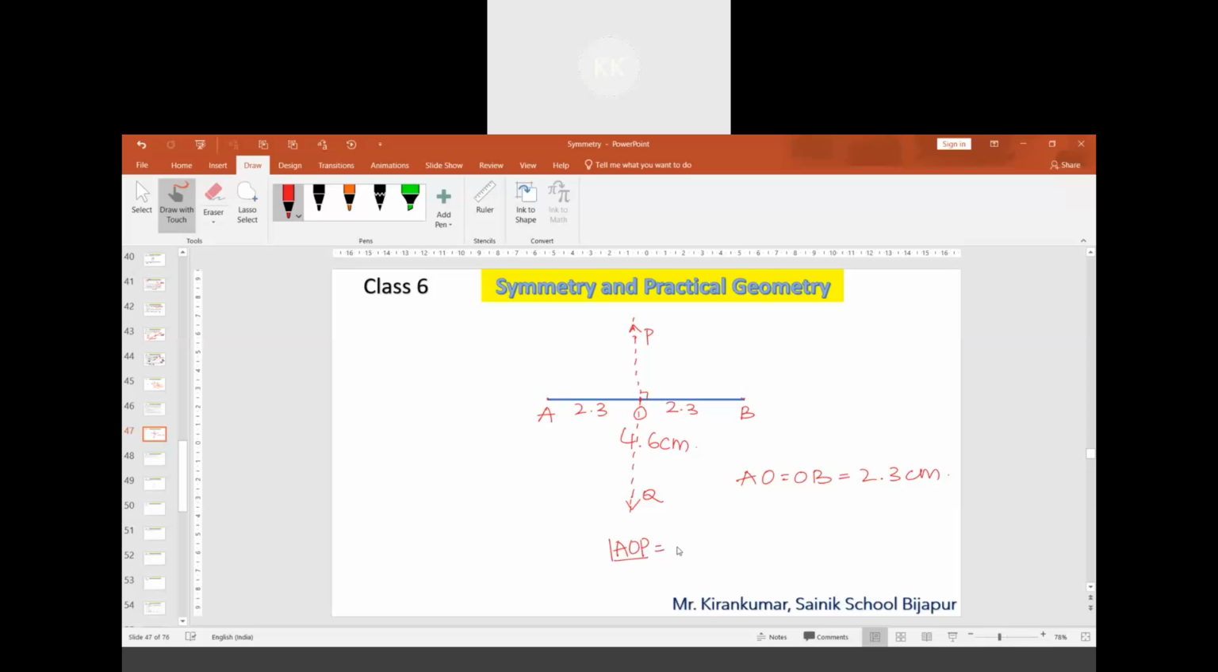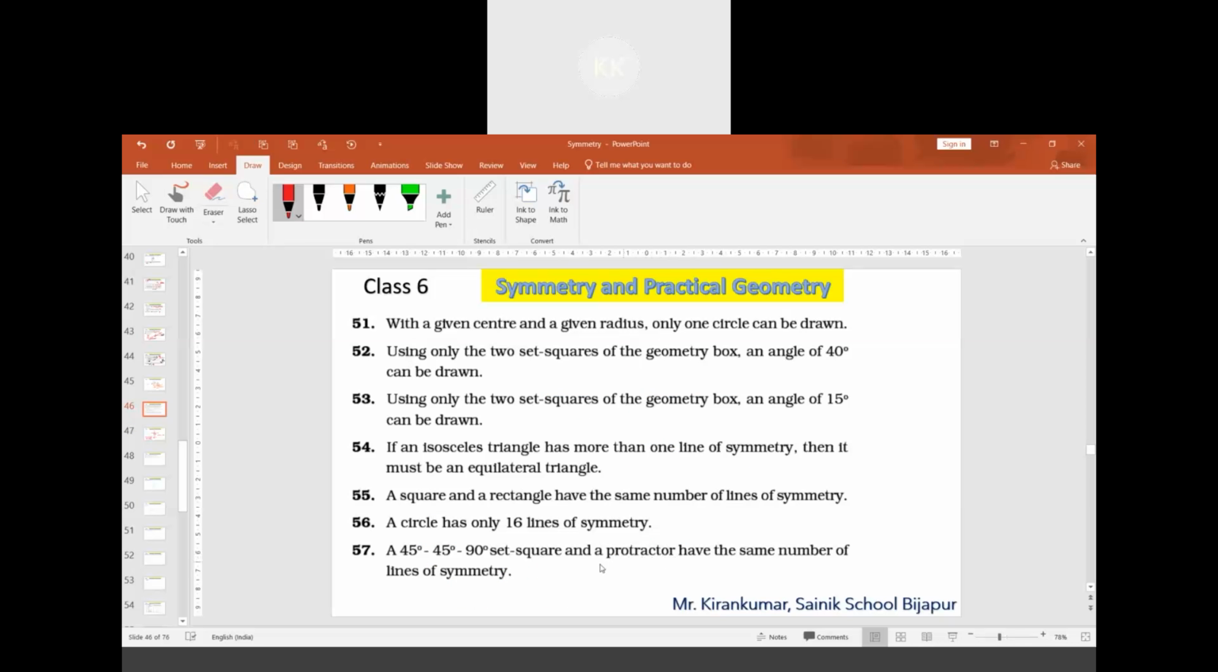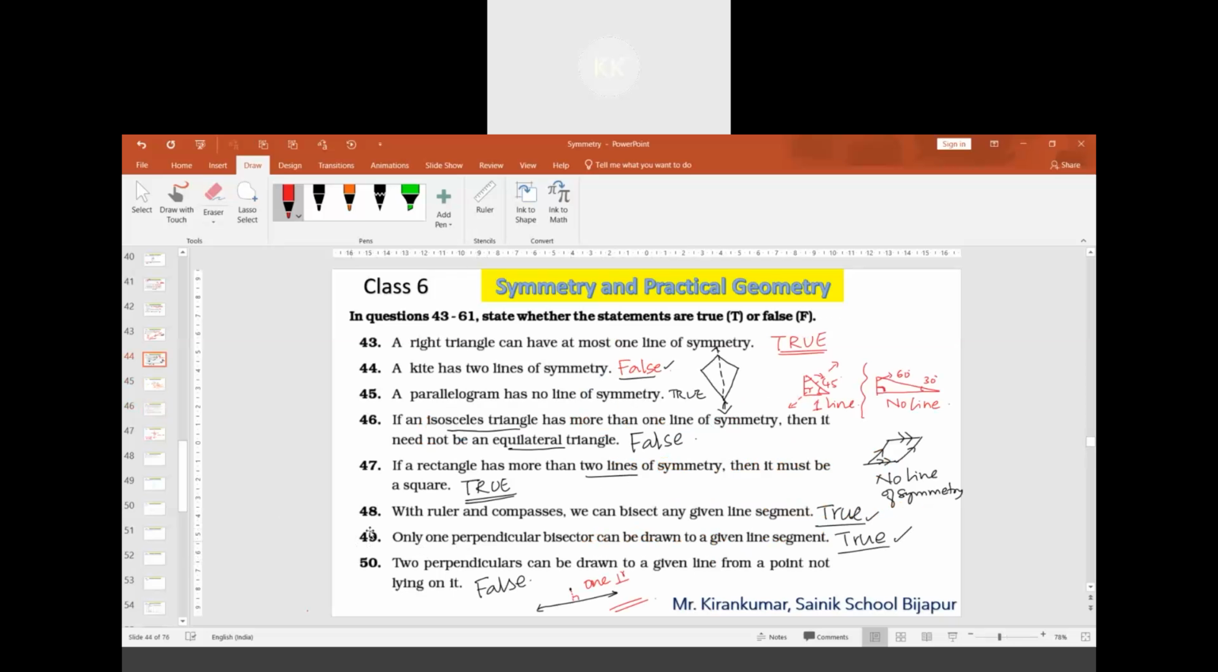Angle AOP is 90 degree. So there will be only one perpendicular bisector of a line segment. For any given line segment, there will be only one perpendicular bisector. There cannot be more than one perpendicular bisector. That is what the 49th statement says. Understood?